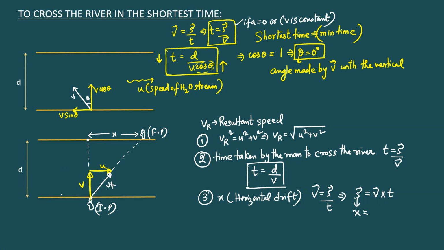For calculating the time taken by the man to cross the river, if you had taken d as the distance, that is the width of the river to cross the stream, here the velocity that is in the direction of d was v, and in the direction of x, the velocity is nothing but u. So displacement x is u into time. Time we have already calculated as d by v. This is the horizontal drift.